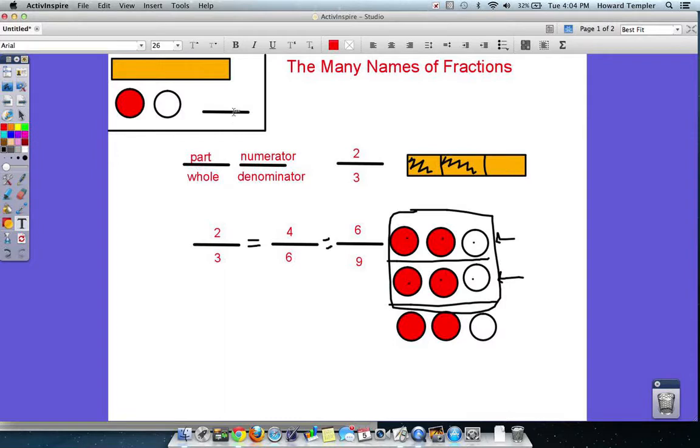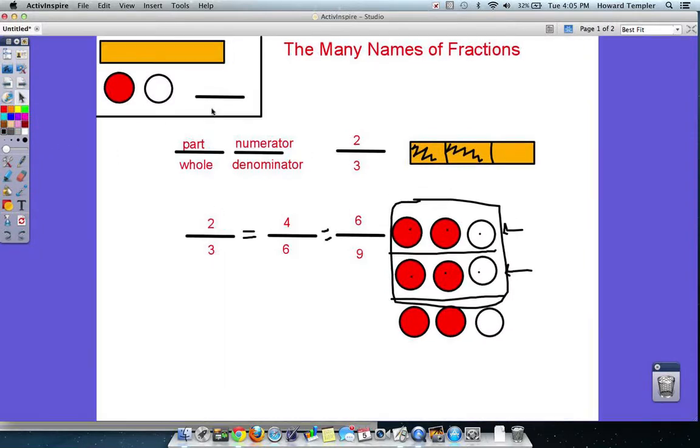Oftentimes, you might see a problem that will look like this. And it might say 2/3, which is exactly what we've been working with.